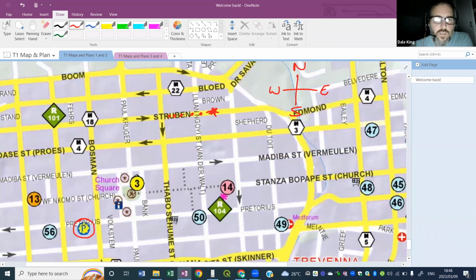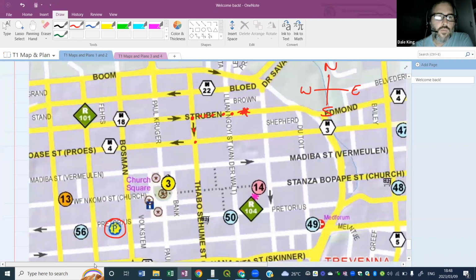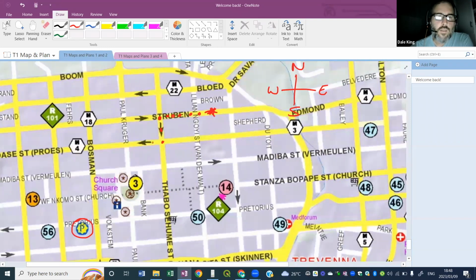Take a left into, looks like Tabo Sehumet Street. We can't go right there, we can only go left anyway. Take a left into Tabo Sehumet Street. Then take a right, and immediately take a right into, what is the street called? It's called Pose Street. Take a right into Pose Street, and it's also a one-way. Go past Paul Kruger Road.